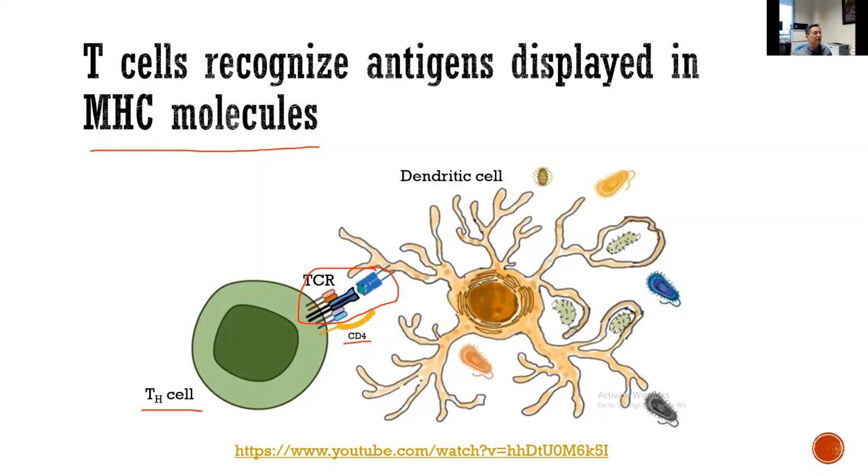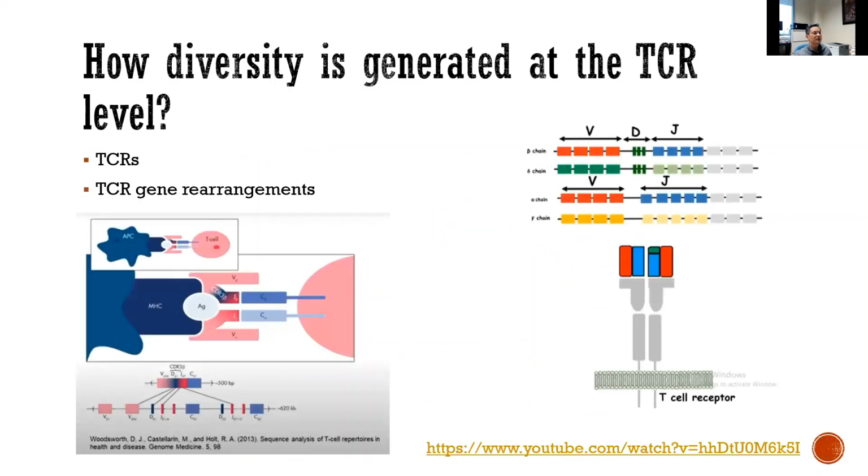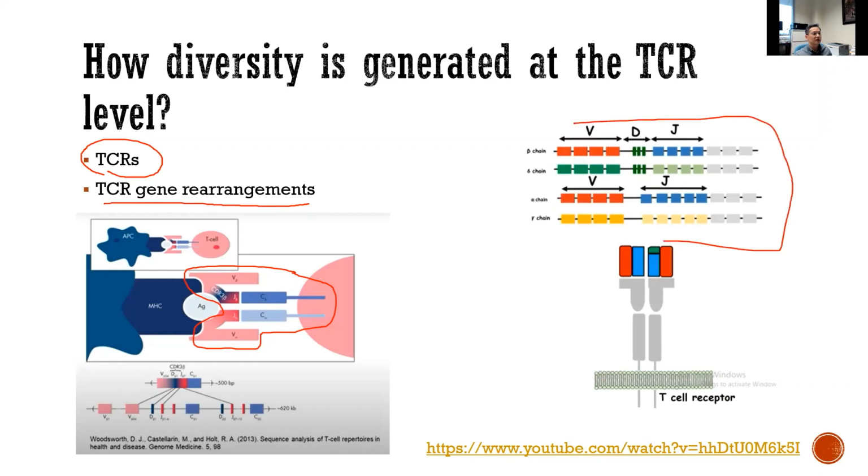So how has this diversity been generated? It requires a particular structure of the T cell receptor, and here is the structure of this, and then we need a process called T cell receptor gene rearrangement. So you have different combinations of these gene fragments in order to create different types of T cell receptors. A similar principle applies to B cells, and we'll mention it immediately after we introduce all the concepts around the T cells.